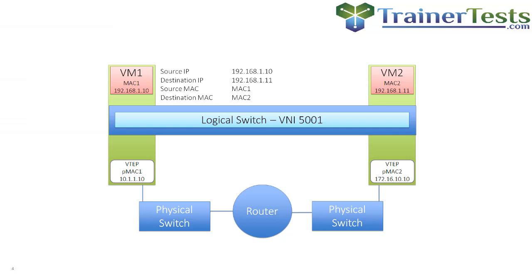Now that frame is going to flow through the logical switch and hit the VTEP. Quickly, before we examine how those headers are going to change at the VTEP level, just notice in this case, my VTEPs are on different IP address ranges. The VTEP on host 1 is 10.1.1.10. The VTEP on host 2 is 172.16.10.10. And I've got a physical router in between these ESXi hosts. So this is where VXLAN provides us some major benefits, because now I can have a layer 2 network that extends across a physical layer 3 network.